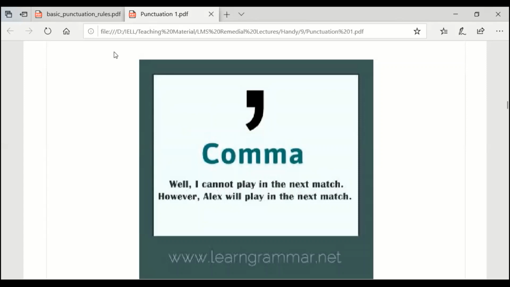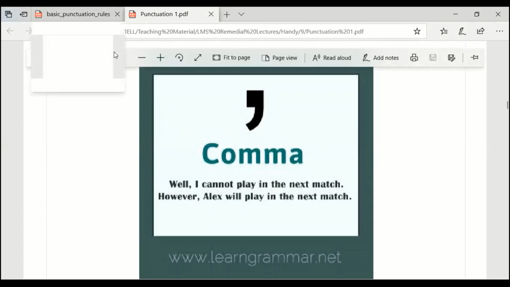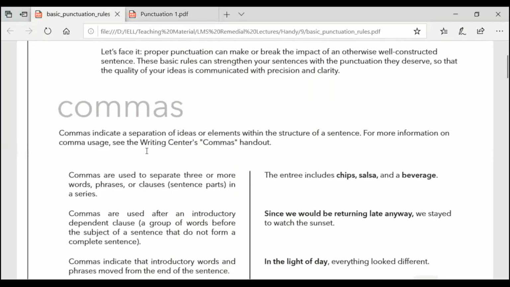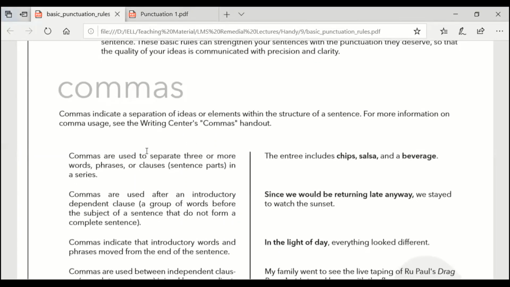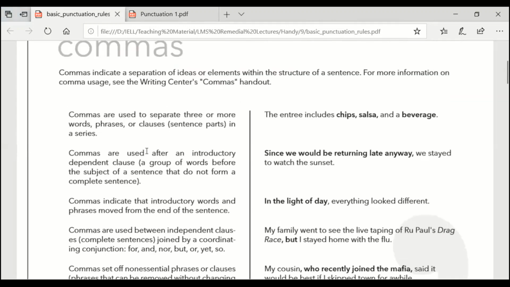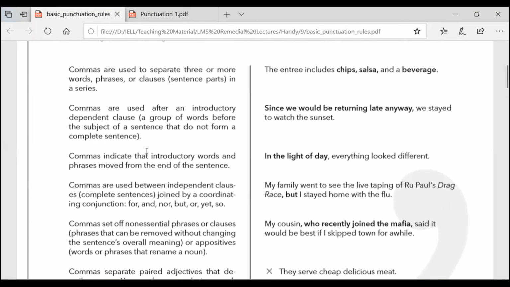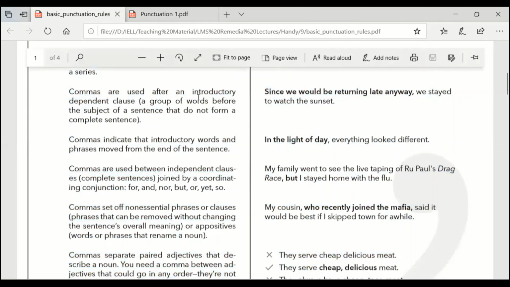Now we need to learn where exactly we use it in a sentence. Okay, now commas are used to indicate a separation of ideas or elements within the structure of a sentence. For more information on comma uses, this is talking about a handout. Now the author is talking about different uses on this side of the page, what the uses of comma are, and here he is giving us a few examples.